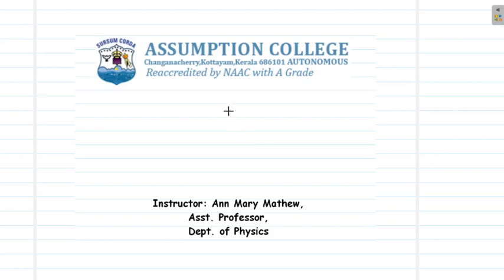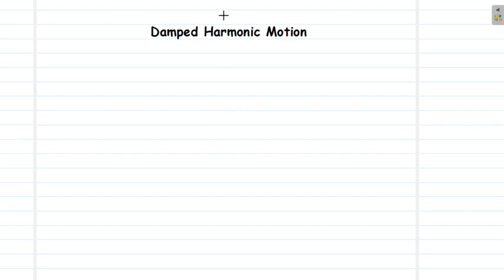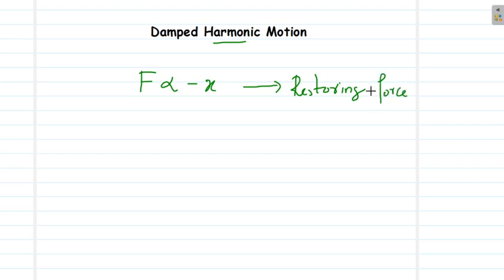Hello dear students, in today's class, let us try to understand the physics of damped harmonic motion. Now we already have learned about simple harmonic motion. That is a motion that moves under the force F proportional to minus x. We call this force the restoring force. And if a body is executing motion under the action of such a restoring force, we can call that motion harmonic motion or simple harmonic motion.